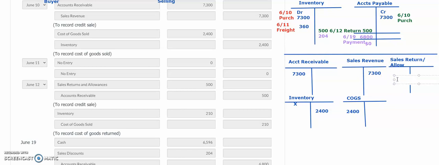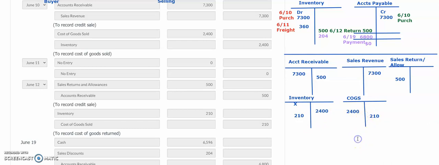So when a customer returns an amount, it's going to be recorded on the debit side, and the accounts receivable is going to have a credit because, of course, the customer is not going to pay for something if they returned it. In addition, your inventory comes back, so that will be a debit, and you also need to reduce out your cost of goods sold for the credit.